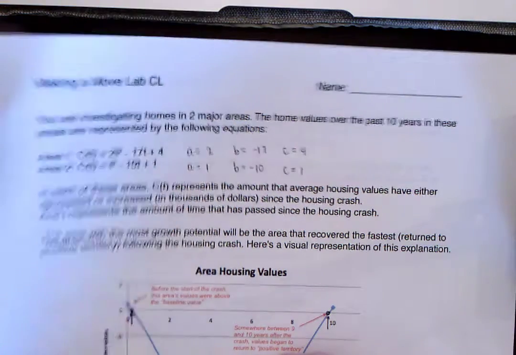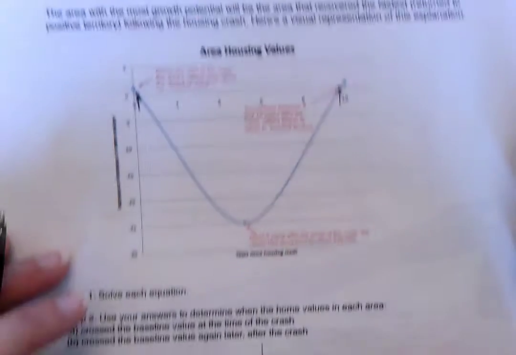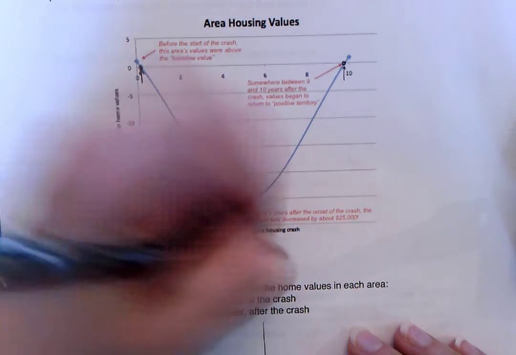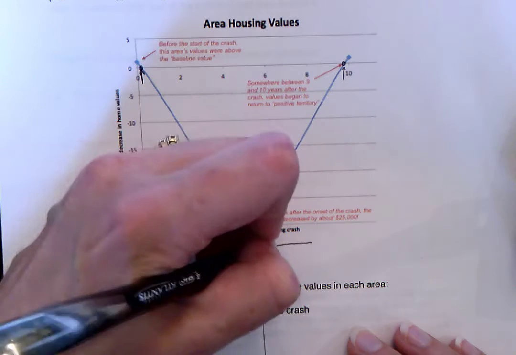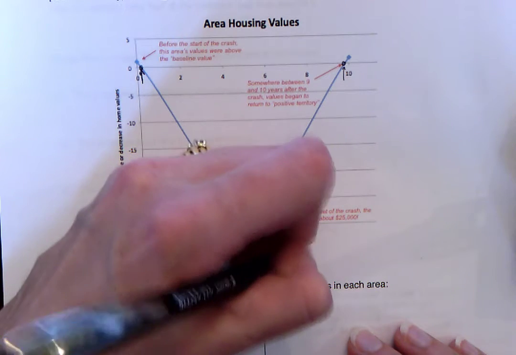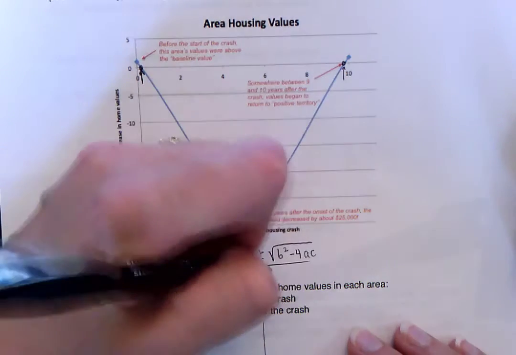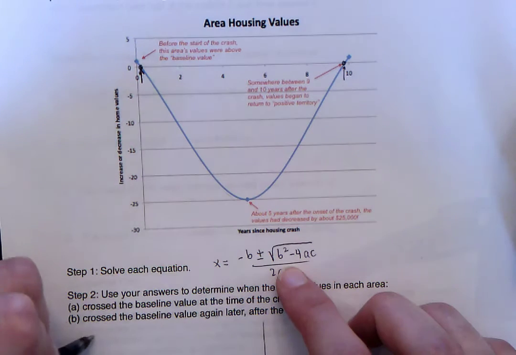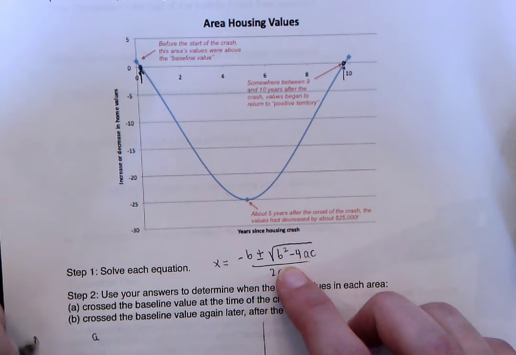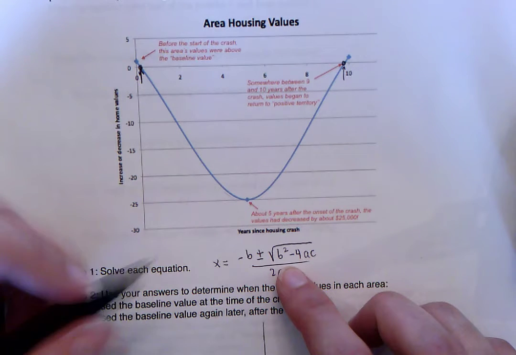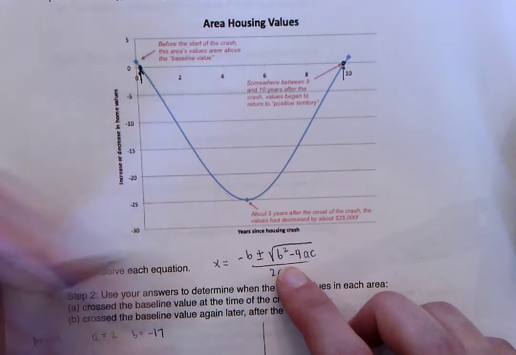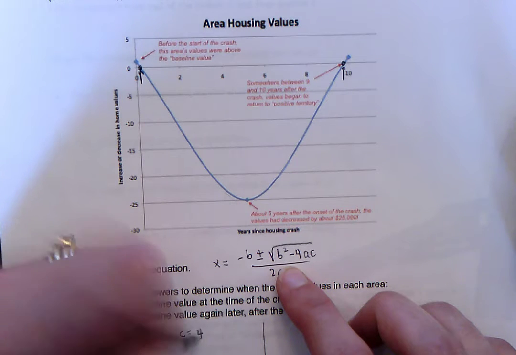Using our values here, I'm going to write the quadratic formula again right here for you, and then we'll just solve these. So there's the quadratic formula, and using it for the first area, A was equal to 2, B was equal to negative 17, and C was equal to 4. So we're just going to plug these values in.